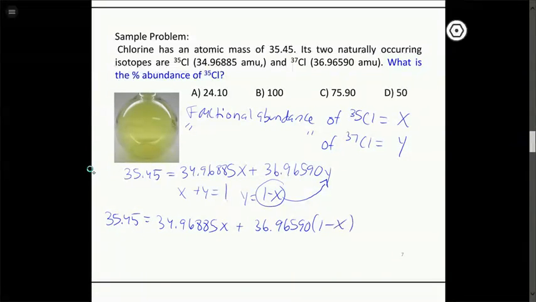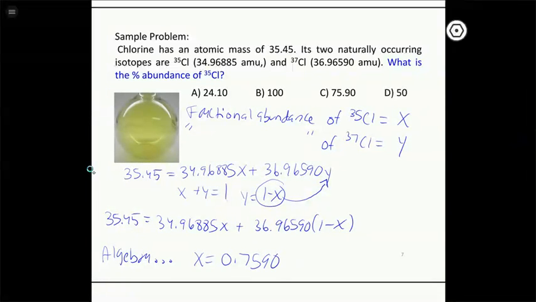Right, now we have a single unknown in our equation because we replace Y with 1 minus X. We're going to solve for X by doing some algebra that I'm not going to go through in detail here. And we get X is equal to 0.7590. And remember that that's the fractional abundance. The question asked for percent abundance, so the percent abundance is going to be just 100 times that. So 0.759 times 100, which is 75.90.